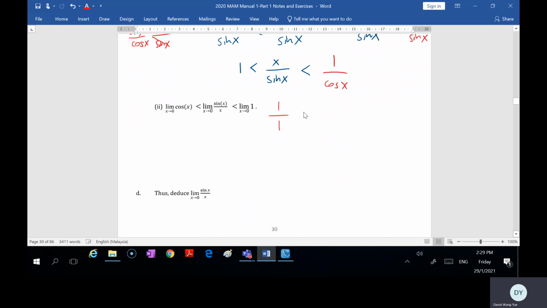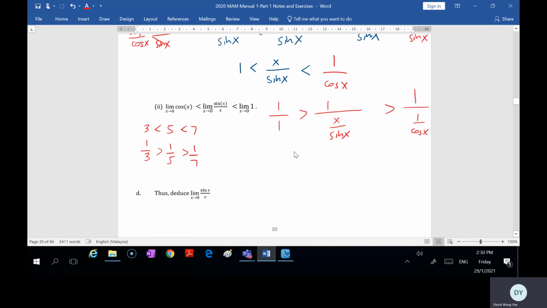So 1 over 1 bigger than 1 over x over sin x bigger than 1 over sin x. Okay, this is like if you have numbers 3 less than 4 less than 5, 3 less than 5 less than 7, let's say. When you take reciprocal, 1 over 3 bigger than 1 over 5 bigger than 1 over 7. So here also, if 1 less than x over sin x less than 1 over cosine x, when you take reciprocal, less than becomes more than.